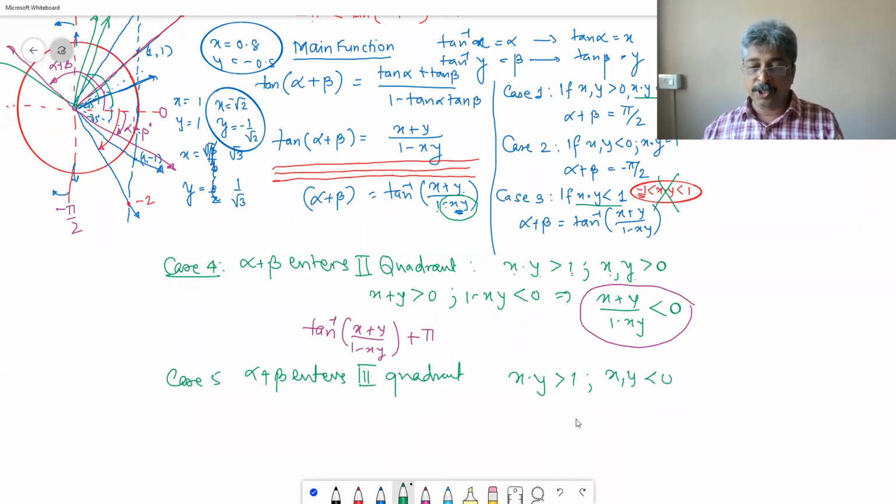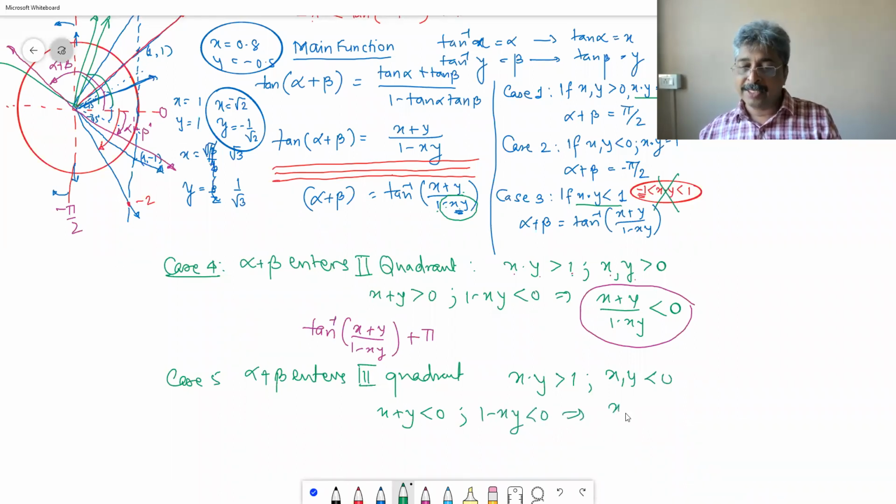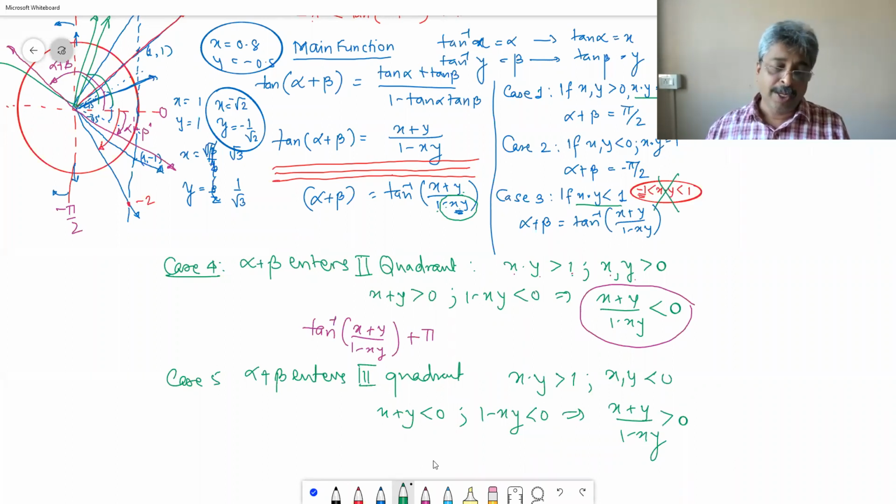Now if you look at this function, x and y, both of them are less than 0, so x plus y is less than 0, and of course xy is greater than 1, therefore 1 minus xy is less than 0, implies x plus y upon 1 minus xy greater than 0. So this value of the real number is positive, and if it is positive, then your terminal ray is going to be somewhere here.